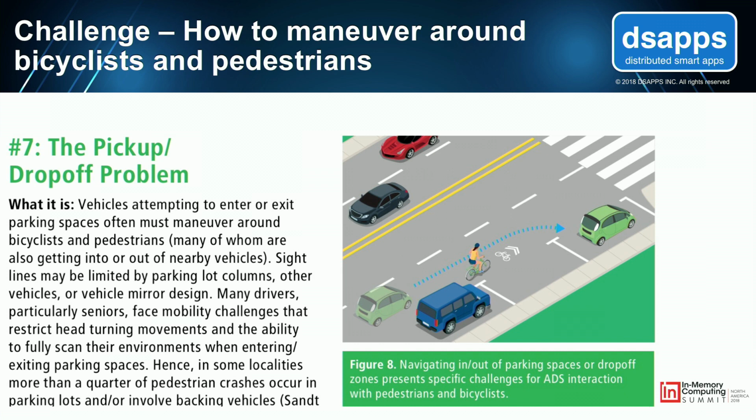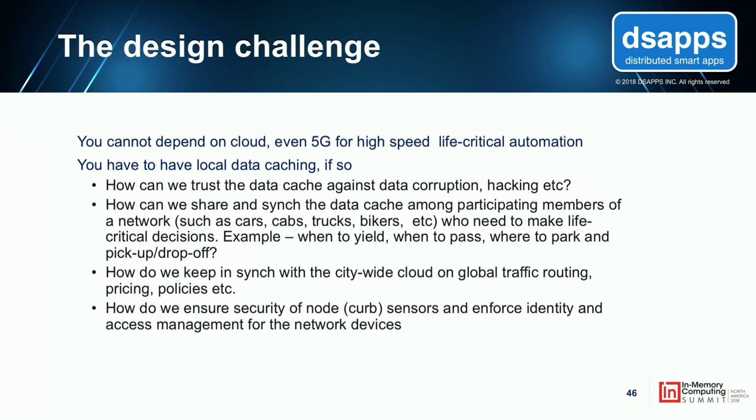So the various problems out there, and this is going to require a lot of edge computing and sensors on the curbs and on the streets. And so the design challenge, and that's what I'm sort of coming back to, it's really all about a local data cache. How do you have a local data cache that you can trust and sync between participating members? And how do you keep it in sync with a citywide cloud?